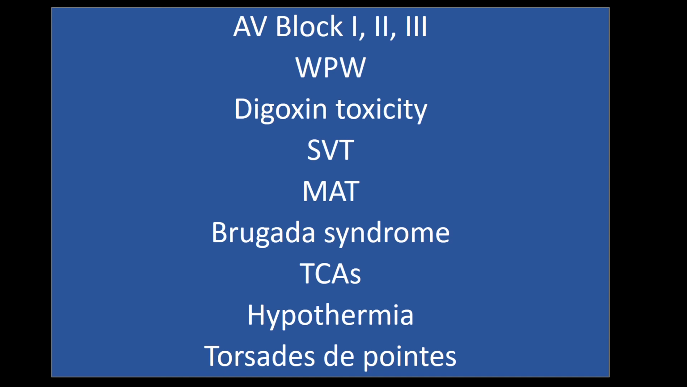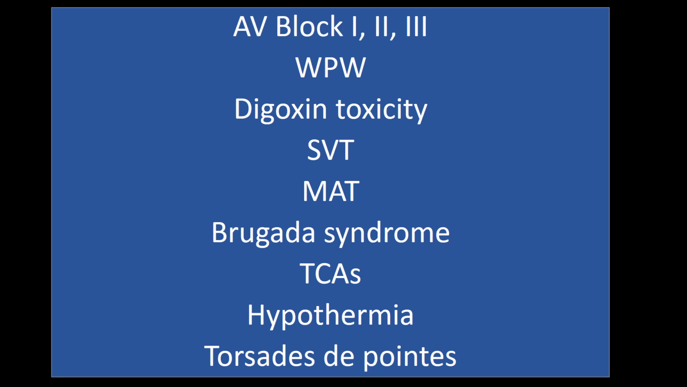Second degree Mobitz type 2, the P to P and the P to R intervals are regular until one beat is dropped. The R to R interval is irregular. Third degree or complete heart block is when the P to P and the R to R intervals are regular and the PR intervals are irregular.